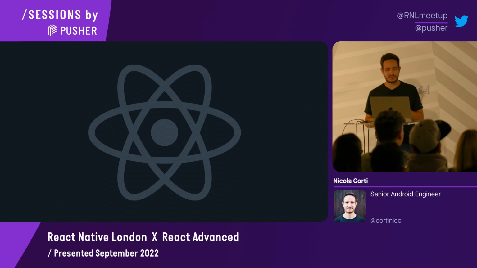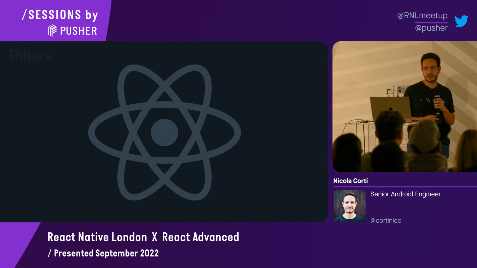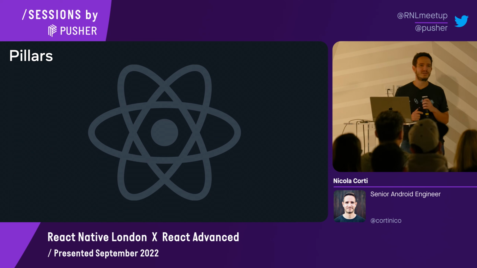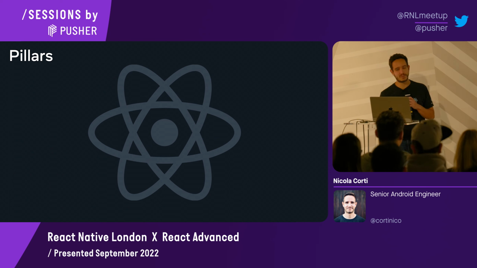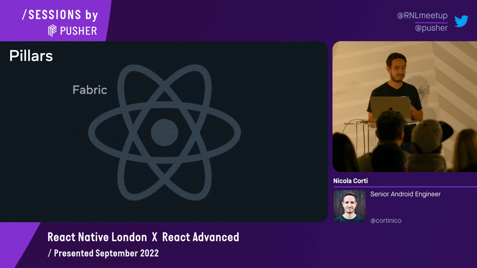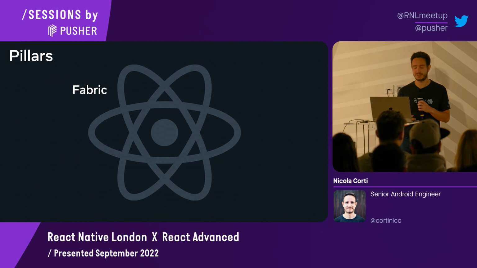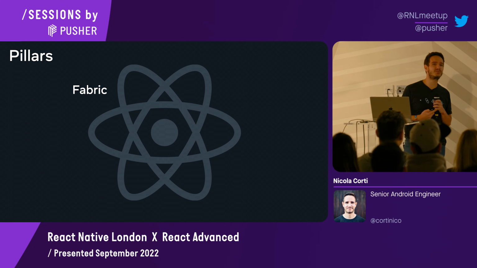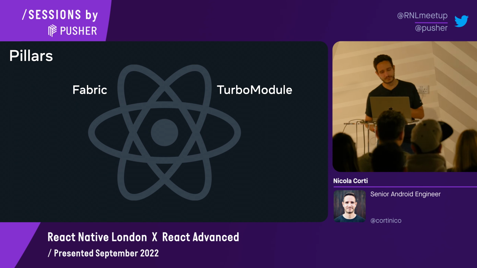So now that I talked about the why, let me actually talk about the what. Because you might find the new architecture in documentation, in blog posts, in videos online, and there are a lot of terms around it. So let me bring a little bit of clarity. We rewrote some of the internals, and specifically, we rewrote our renderer. The new renderer is codenamed Fabric, so you might find it referenced in libraries and code around. We also rewrote the native module system, and we called it the Turbo module.